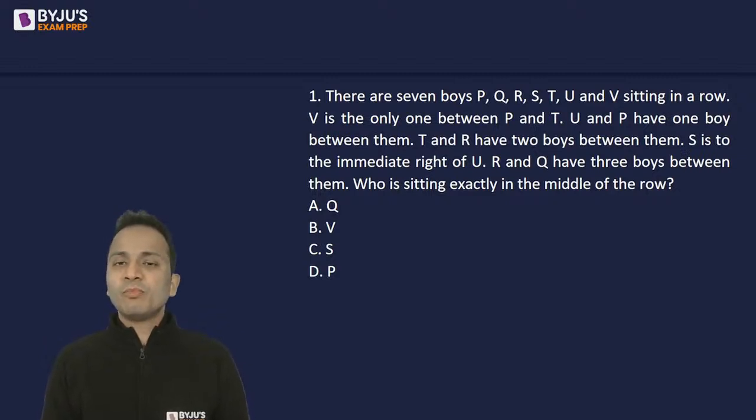So there are seven boys, P, Q, R, S, T, U, and V sitting in a row. V is the only one between P and T. U and P have one boy between them. T and R have two boys between them. S is to the immediate right of U. R and Q have three boys between them. Who is sitting exactly in the middle of the room?